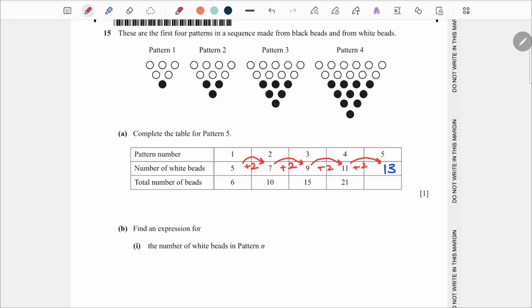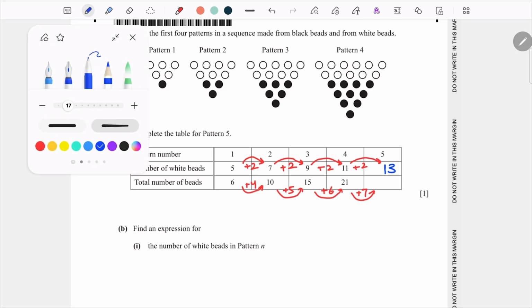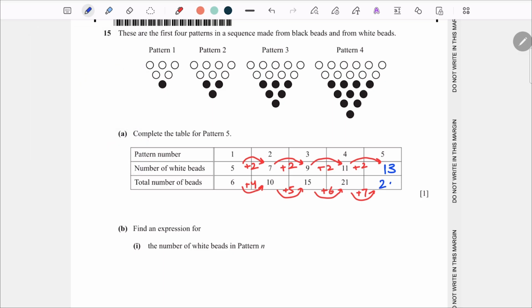Then with the total number of beads, 6 plus 4 is 10, 10 plus 5 is 15, 15 plus 6 is 21, so 21 plus 7 will give us 28.